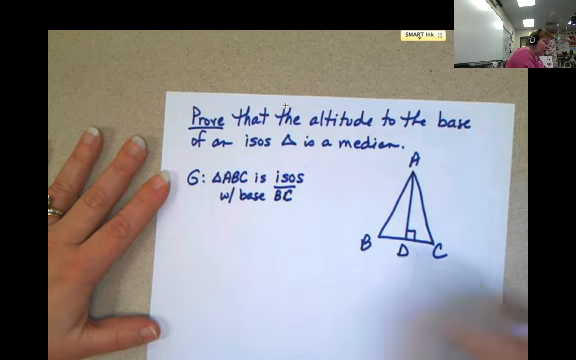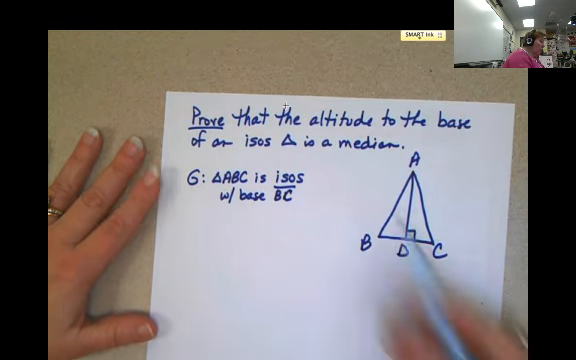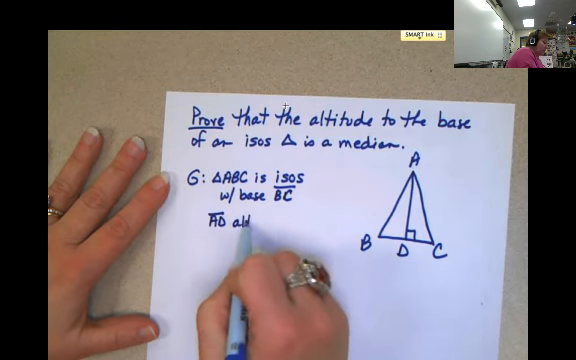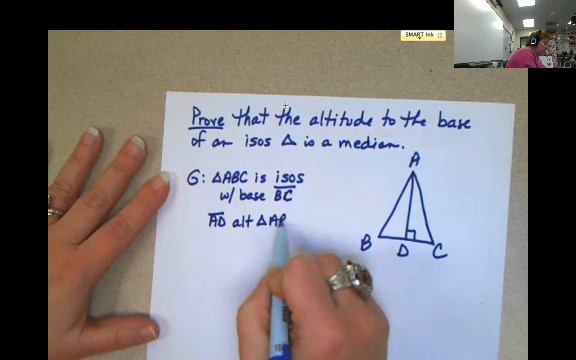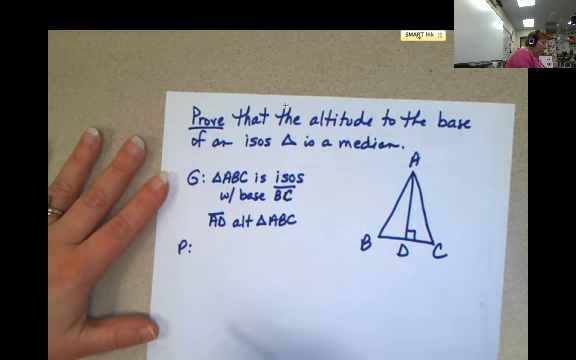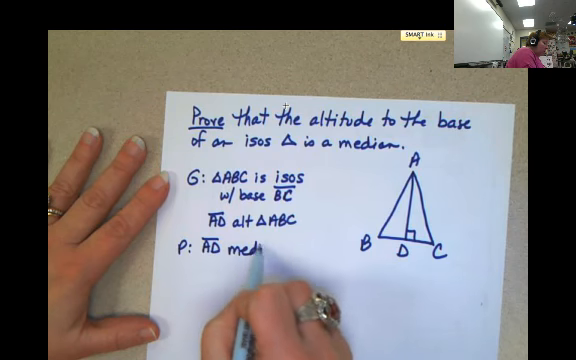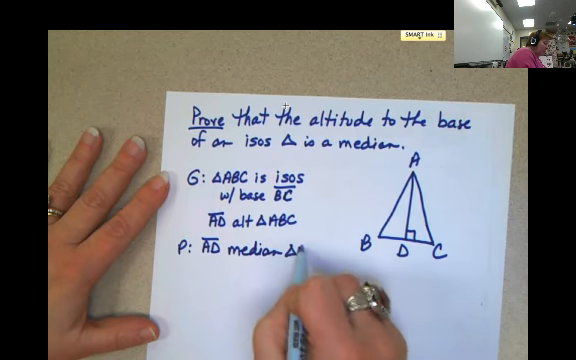Okay, I see that I've forgotten to name that other point. And also, you have to tell the reader that segment AD is an altitude of triangle ABC. And what we're going to be proving is the median. So we're going to prove that segment AD is the median of triangle ABC.